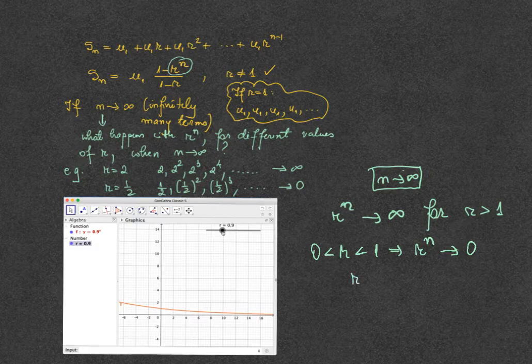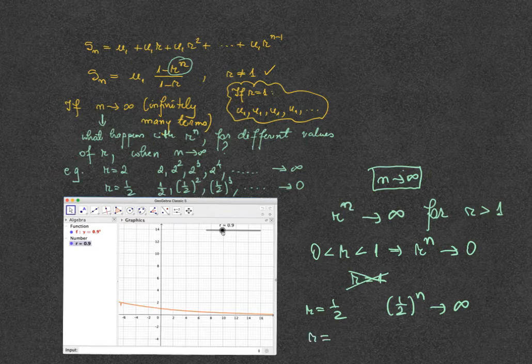Now the question is, what happens if r is 1? If r is 1, we are going to get an uninteresting case. So we said that we don't look at that. What happens if r is negative? Well, that's interesting, because my software can't deal with this. It can't do negative to a power of x, where x is any number, but let's think ourselves. So if r, for example, is 1 over 2, we said that 1 over 2 to the power of n approaches 0 when n gets bigger and bigger.